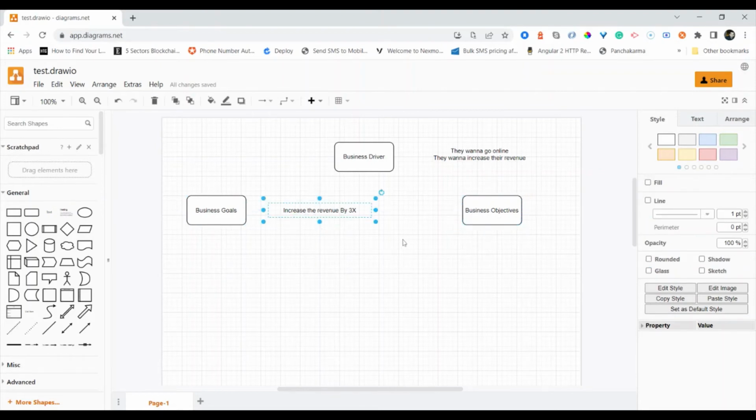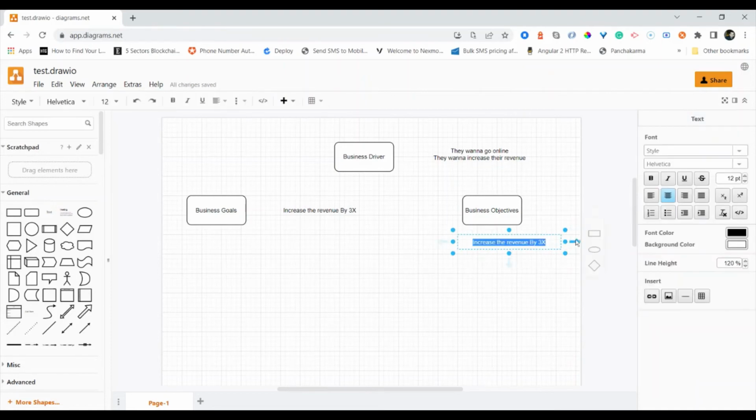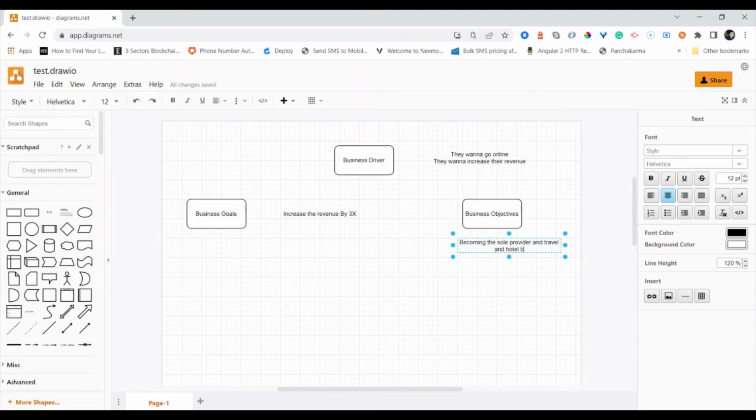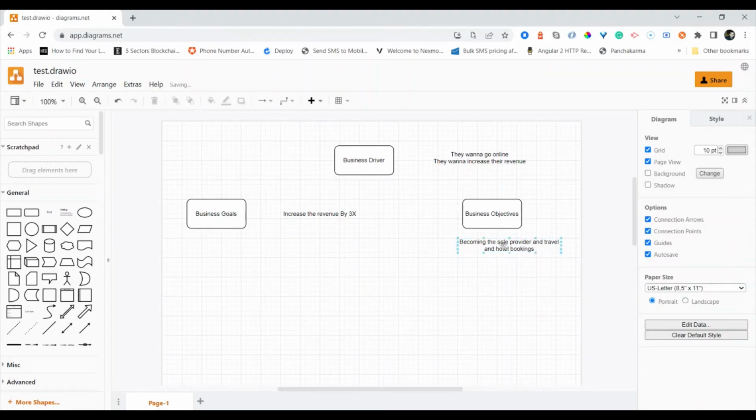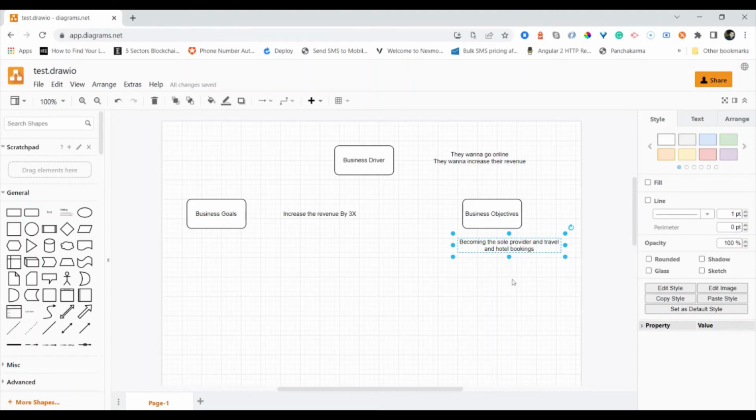Now if you go here and copy this one, the business objective can be becoming the sole provider for travel and hotel bookings. For example, I'm just giving a hypothetical scenario here. So this can be their objective.